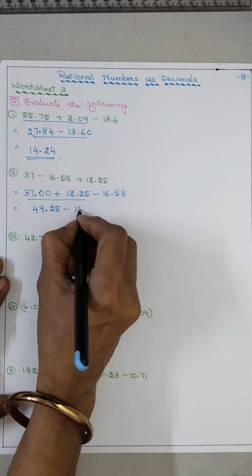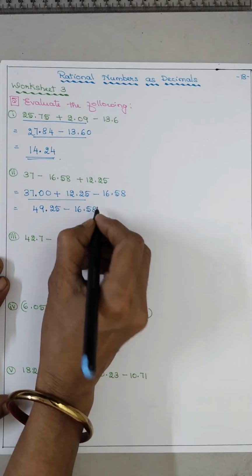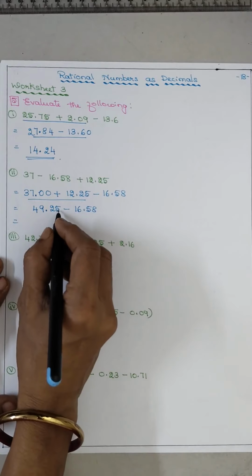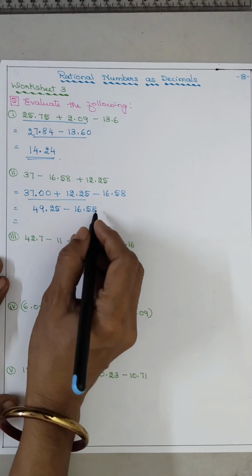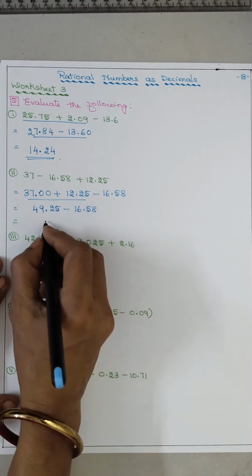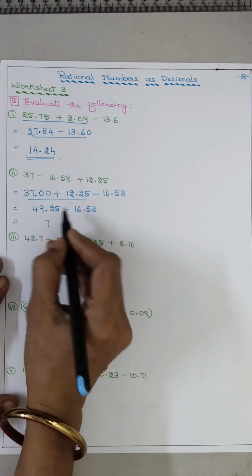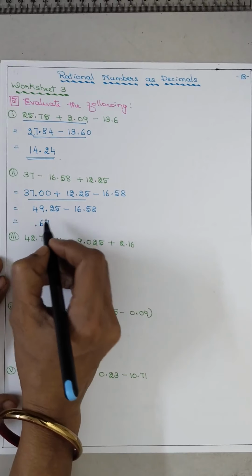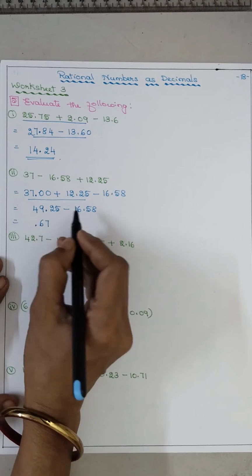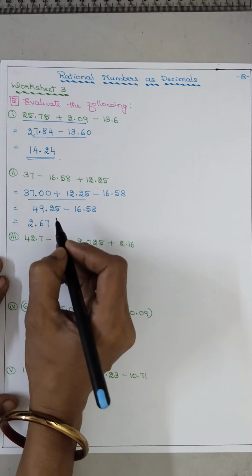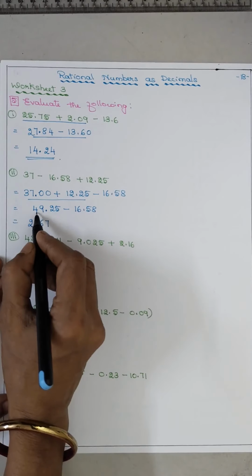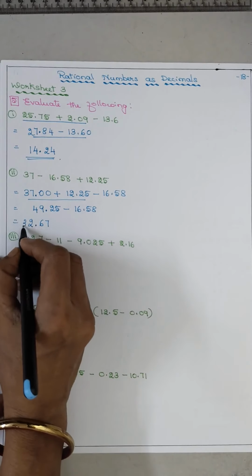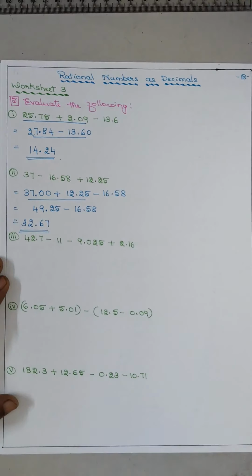minus 16.58. 5, 15 minus 8, 7. Now 11 minus 5, it is 6. Now 8 is there, 8 minus 6 is 2. Now 4 minus 1 is 3. Answer is 32.67.